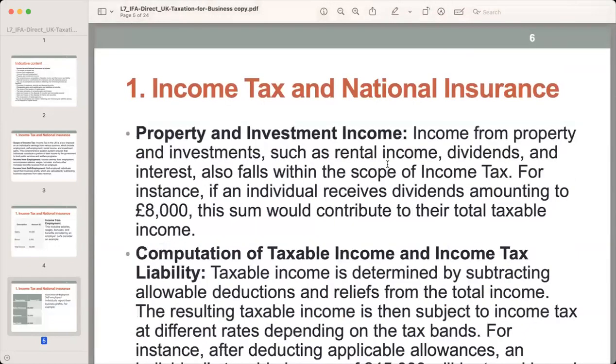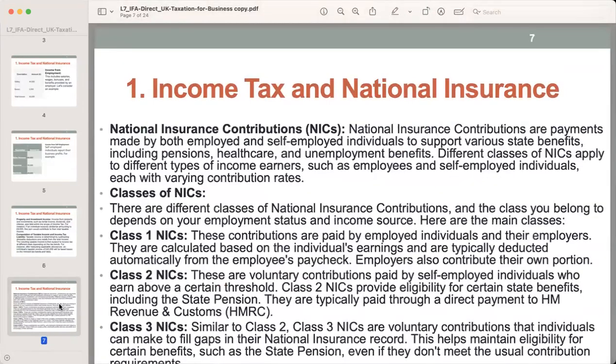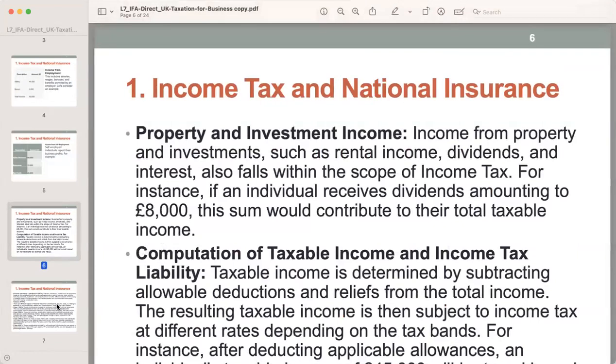Income tax and national insurance, property and investment income, computation of taxable income and income tax liability. So first of all, income tax isn't just about salaries and businesses. It also includes money from renting out properties, dividends from investments and interest. So if you get £8,000 as dividends, that's also part of your taxable income.